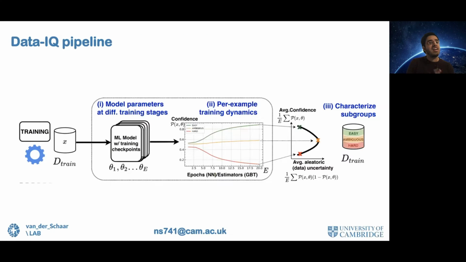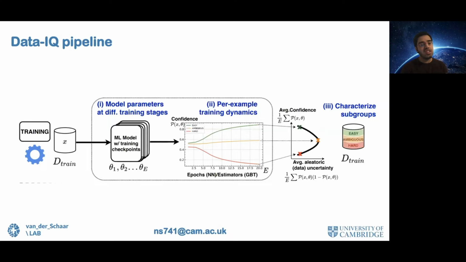We introduced Data IQ as a tool to do this, and Data IQ takes a pipelined approach to solving this problem. We systematically characterize your training data into subgroups: easy samples, ambiguous samples, and hard samples, which I'll describe in a little bit. We do this using any machine learning model that you might have, which could be trained in stages, and that we could checkpoint over the training process.